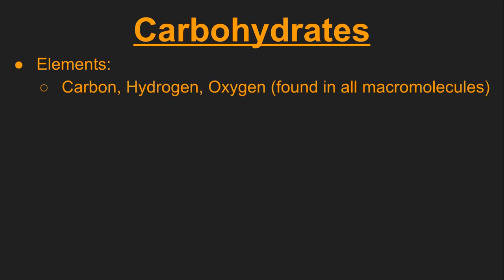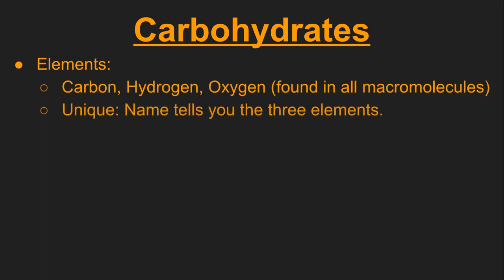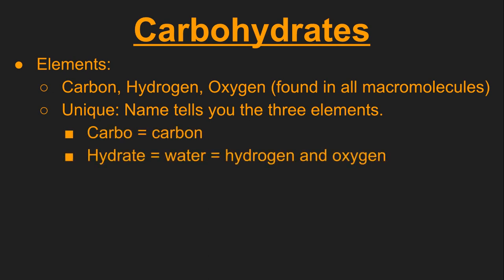Last one to talk about are carbohydrates. So the elements here, as I mentioned to you before, are just carbon, hydrogen, and oxygen. So you don't find anything else in there. Something that's unique about carbohydrates is their name ends up telling you the 3 elements that are in them. So the carbo part tells you carbon, and then hydrate is in reference to water, which tells you the hydrogen and the oxygen.